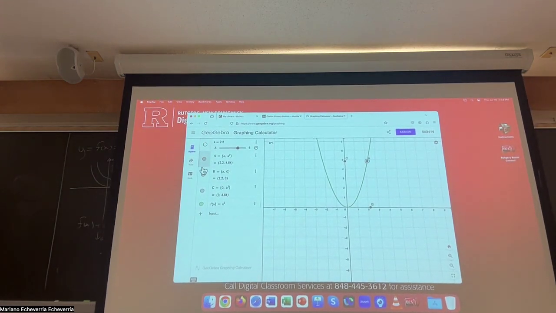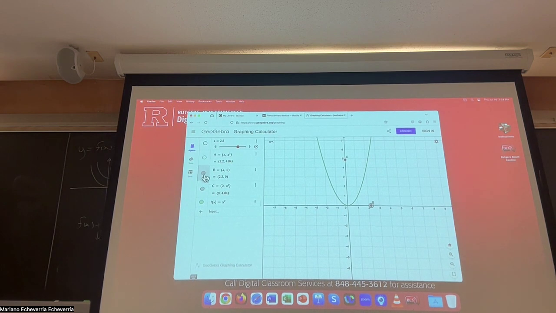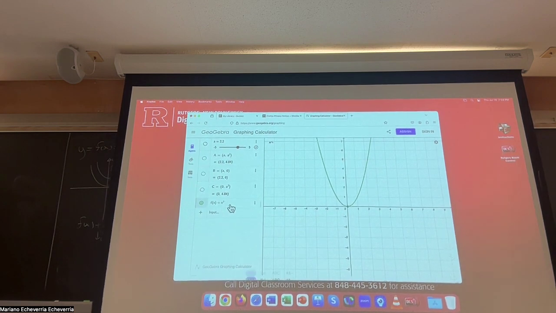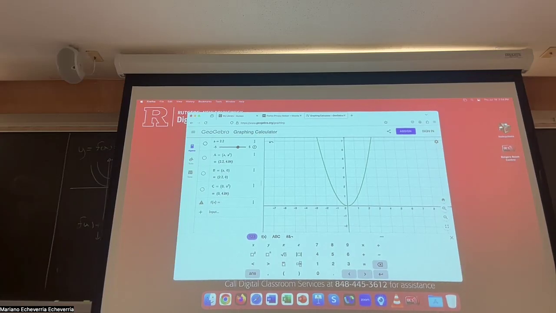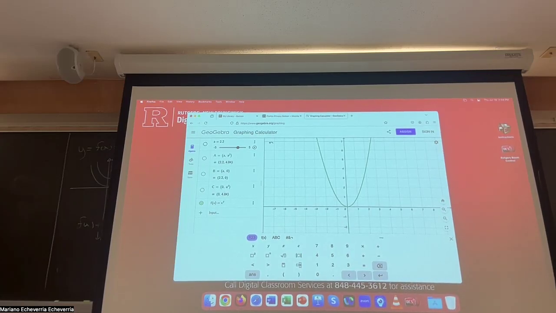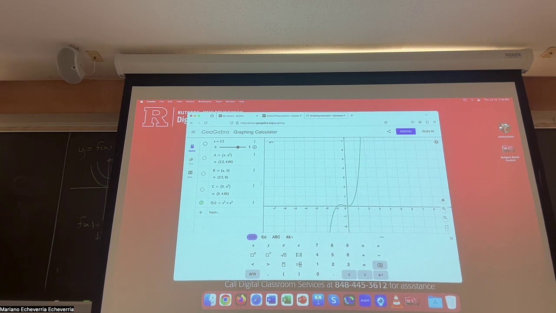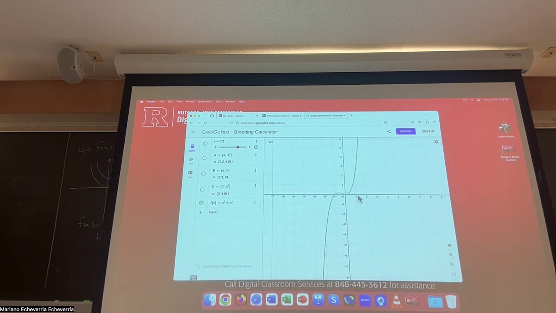Just to avoid all the classes, let's do something that's actually more complicated, like x cubed plus x squared. Okay, that's how this graph looks.